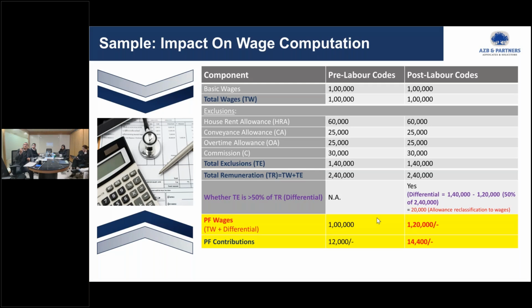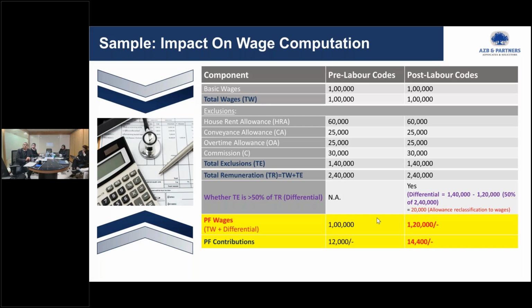20,000 extra balance. The reclassification component becomes 20,000: 1,40,000 the differential and 1,20,000 50% of 2,40,000. So what the wage code is saying is, if you are trying to be cute and you are putting everything in your allowance bucket or your, let's say, exclusions bucket, we will only allow that to happen till 50%, right? This 20,000 will then be re-characterized as basic pay, and then your PF wages will include from 1 lakh to 1,20,000.